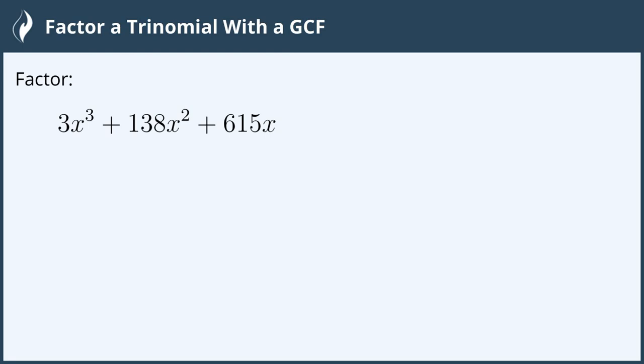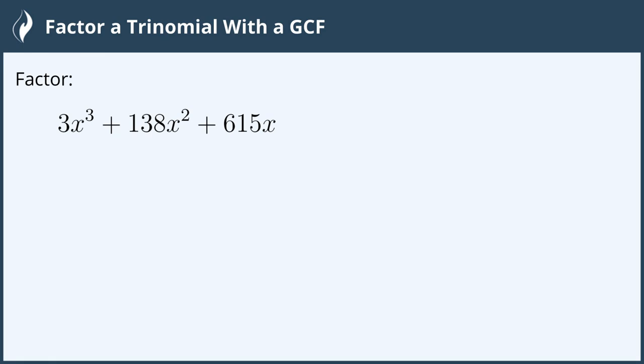Hi everyone! In this video we will factor a trinomial with the greatest common factor. Factor 3x cubed plus 138x squared plus 615x. The first thing we want to do is factor out the largest thing we can from all three terms.